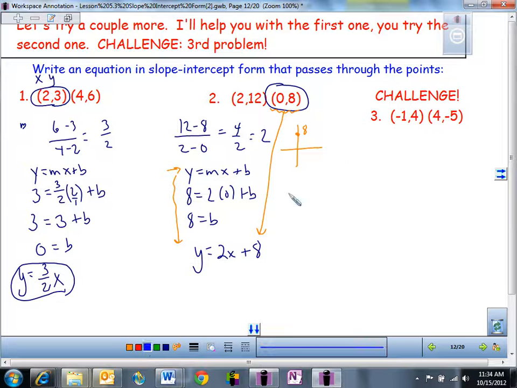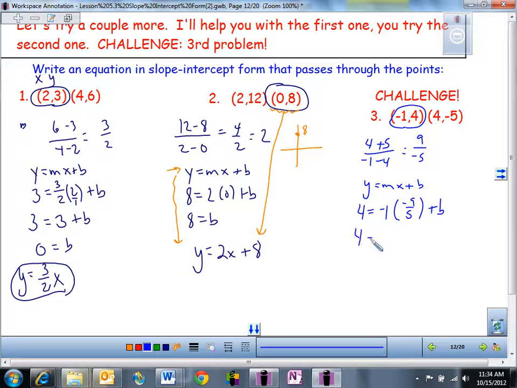And number 3 we'll go through. So you want to do rise over run. So I'm going to do 4 minus a minus 5, a -1 minus 4. So that gives us 9 over -5. Pick a point. So that's y equals mx plus b. So we have 4 equals -1 times -9/5 plus b.